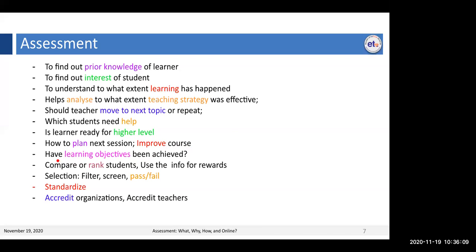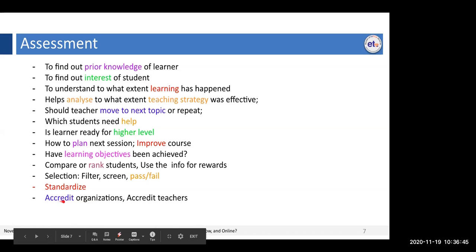Okay, a major aspect is whether learning objectives have been achieved. So normally we set up learning objectives at the beginning of the course. So have we achieved those learning objectives? Then to compare or rank students, then using the information for rewards or perks. Then there are certain criteria like selecting or filtering based on pass and fail, or screening students. Then standardizing some performance. And at the organization level, for accrediting organizations or accrediting teachers, we use assessment.